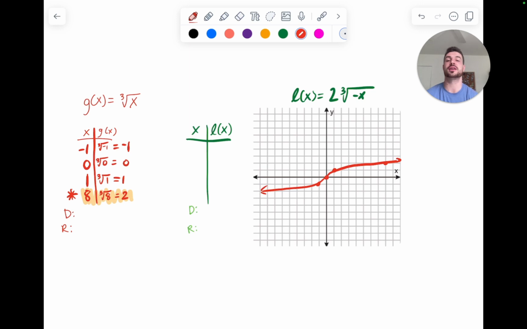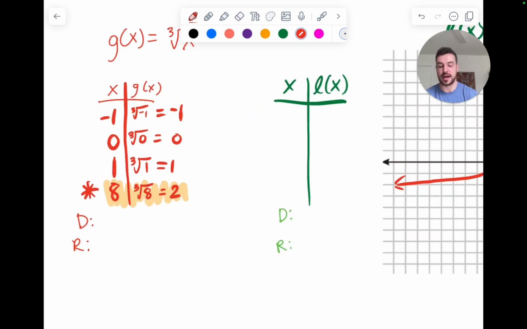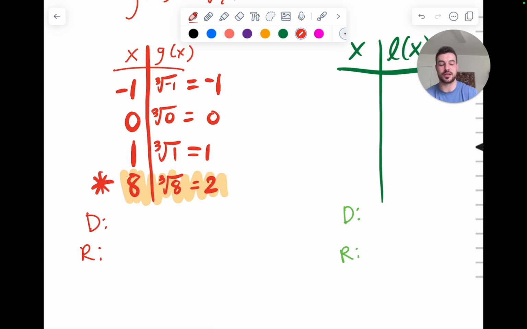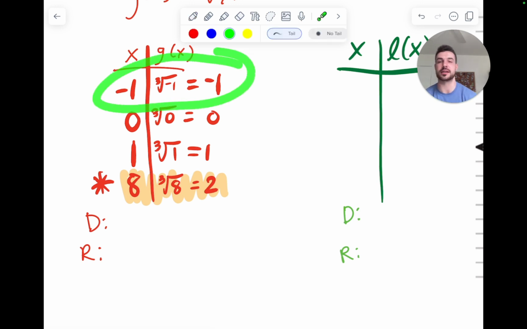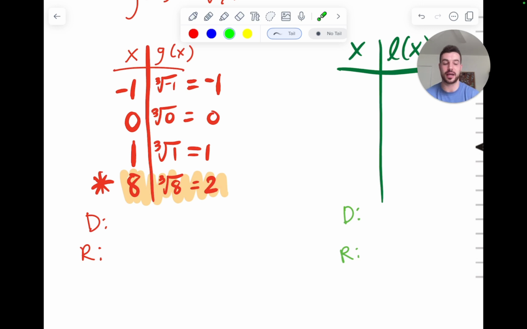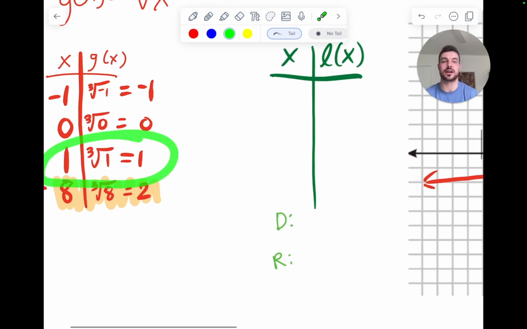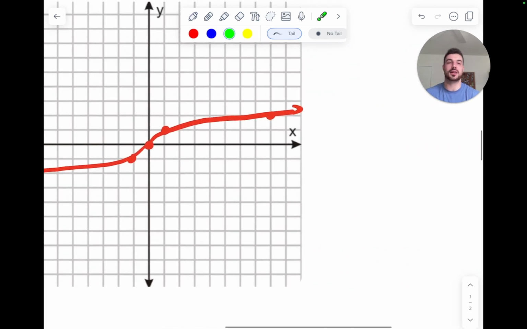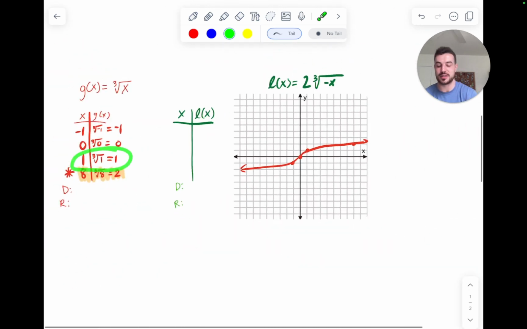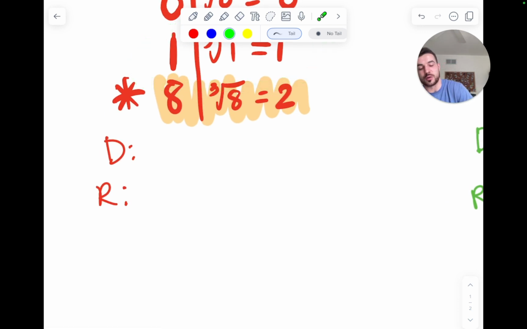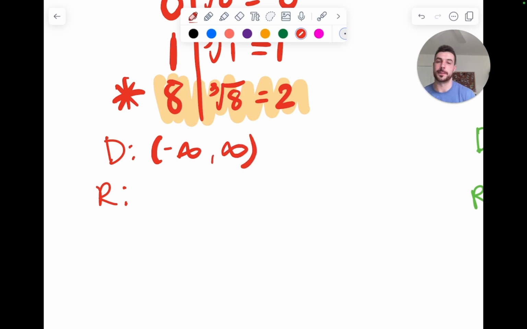All right, so let's address our domain and range. Now, if I take a look here, we realize that we actually can plug in negatives. I can plug in any negative that I would like, and I can plug in any positive I would like. Looking at this graph, it goes all the way to the left, all the way to the right, and nothing stops it. So my domain is going to be -infinity to infinity.